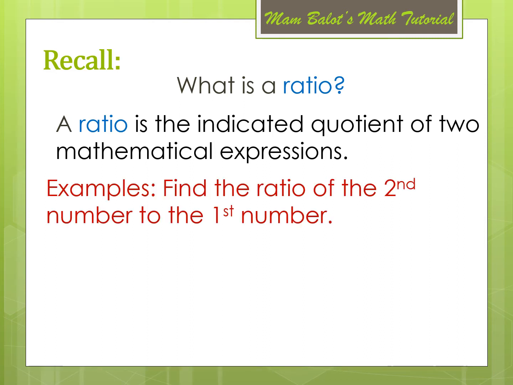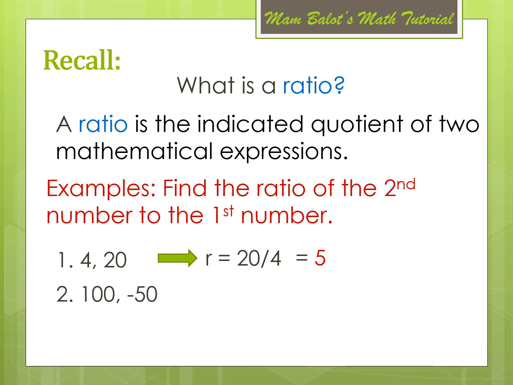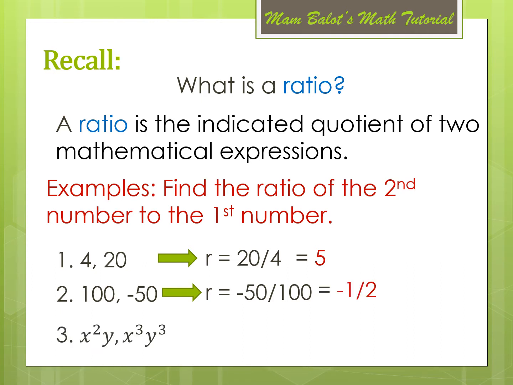Find the ratio of the second number to the first number. Number 1, we have 4 and 20. So to get the ratio, which is represented by R, we have 20 divided by 4, which is equal to 5. Example 2, we have 100 and negative 50. So R is negative 50 divided by 100, which is now equal to negative 1/2.